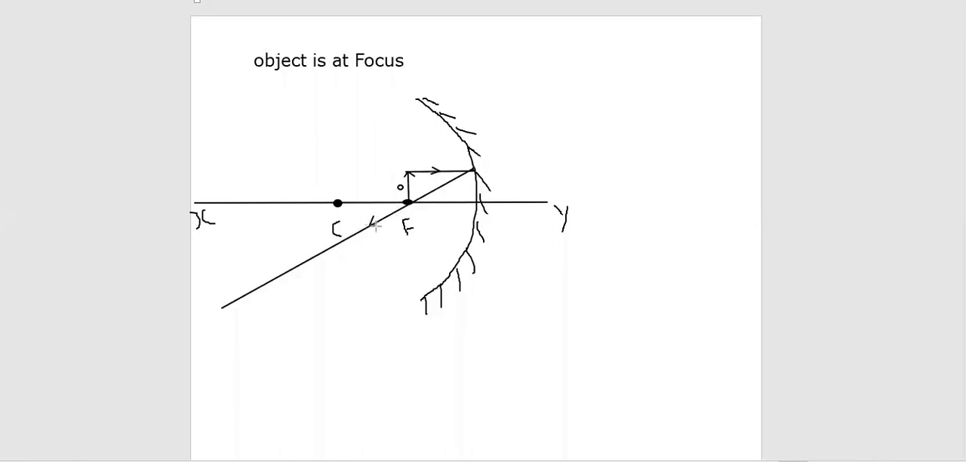Understood? Now another ray is there. That ray of light is passing through the center of curvature. What will happen? It will be taking the same path from where it is coming.